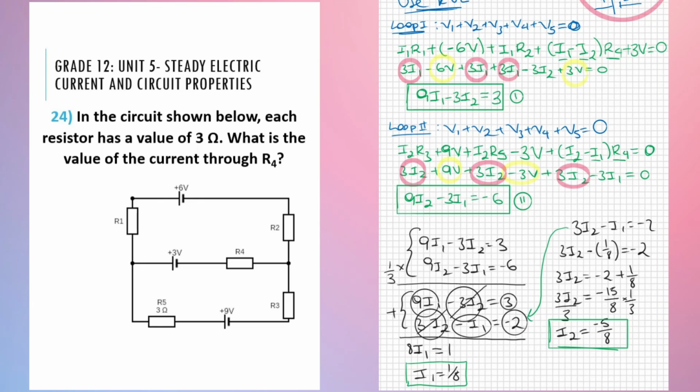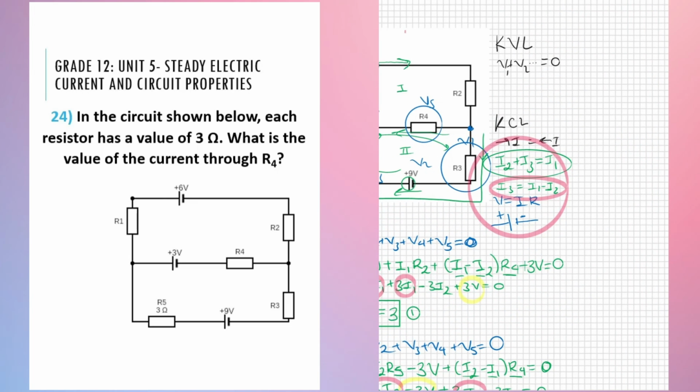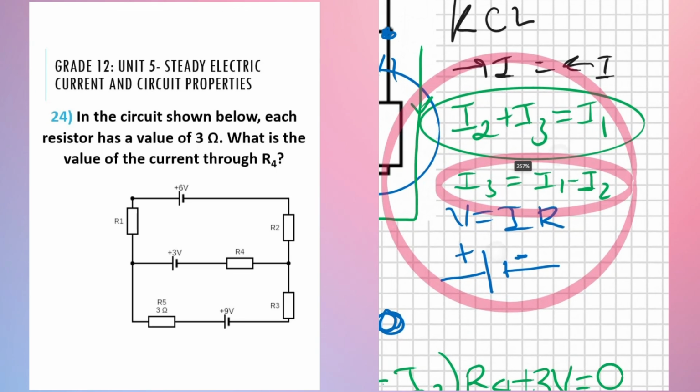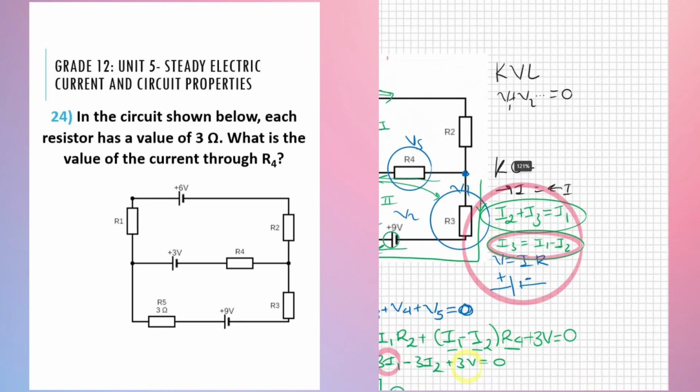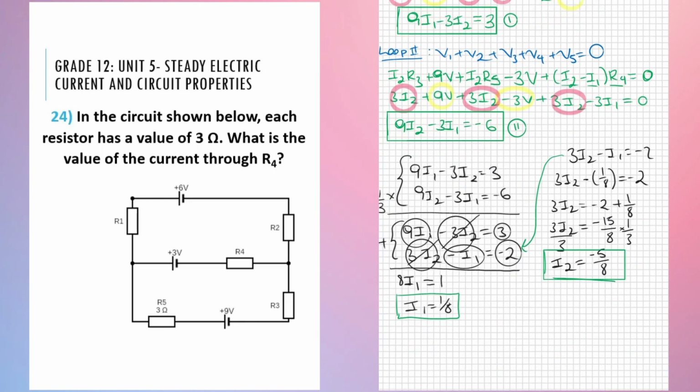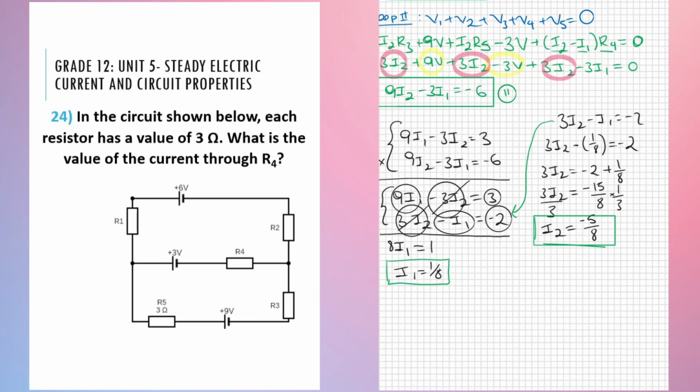Again, we're not looking for I1 or I2, we're looking for I3. Where do we find I3? Well, you use this law right here, KCL, and we see that I3 is equal to I1 minus I2. So let's go back to our values of I1 and I2. I3 will be equal to I1, which is 1 over 8, minus I2, which is minus 5 over 8.